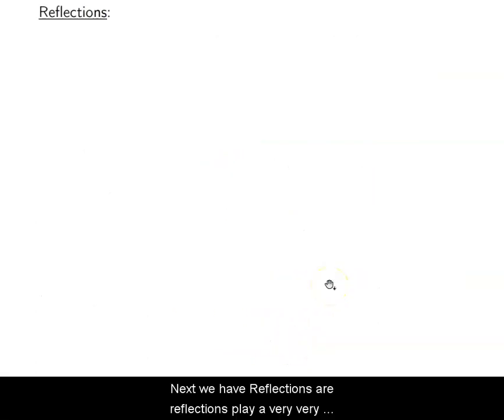Okay. Next we have reflections. Reflections play a very important role in calculus, especially when we're trying to look at our functions and what it is that they're doing. A lot of times understanding the symmetry based on reflection makes the math a lot easier, especially once we get to calculus 2. Reflections and symmetry will play a huge role in our work.